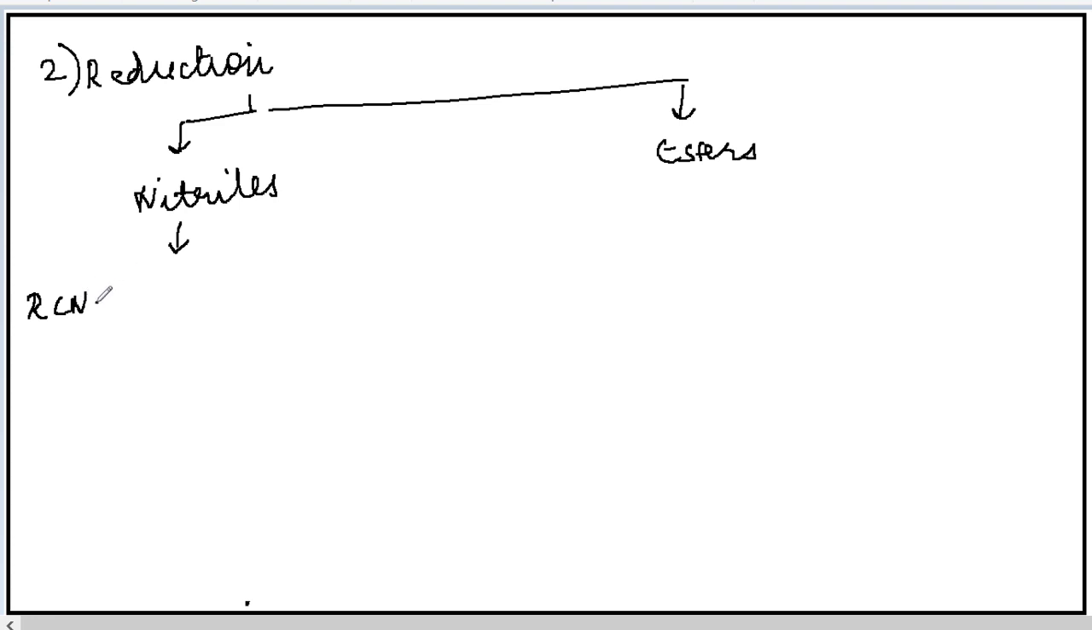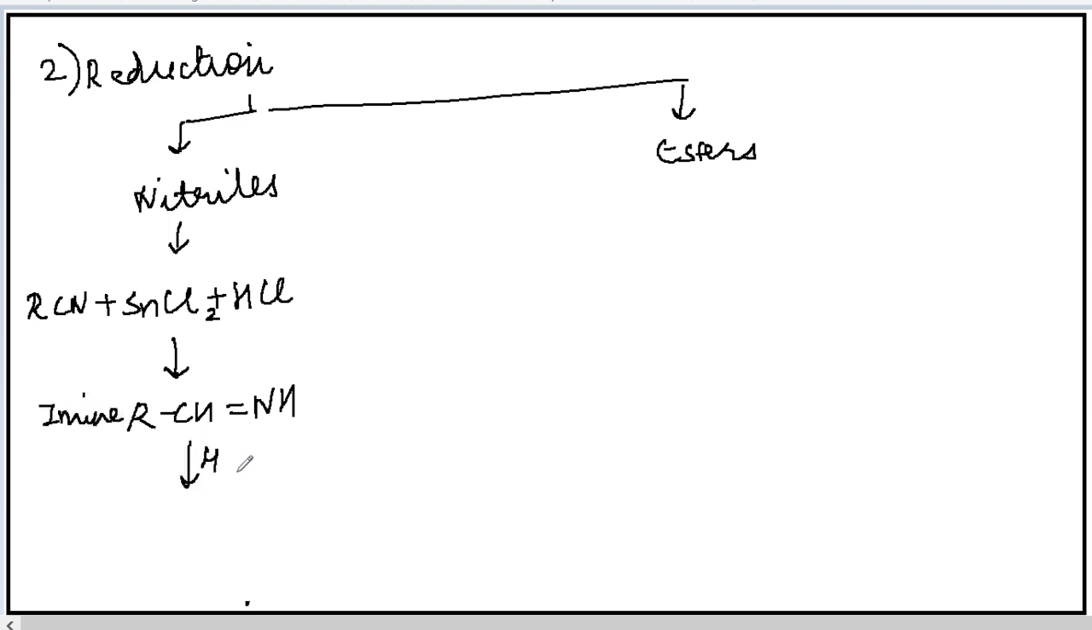This is nitrile. Nitrile when treated with stannous chloride in presence of hydrogen chloride is reduced, and as a result it forms imine. Imine is produced. This is imine. An imine on hydrolysis further gives you aldehyde. So by reduction of nitriles as well as ester we can prepare aldehyde. So this is how the nitriles are reduced.